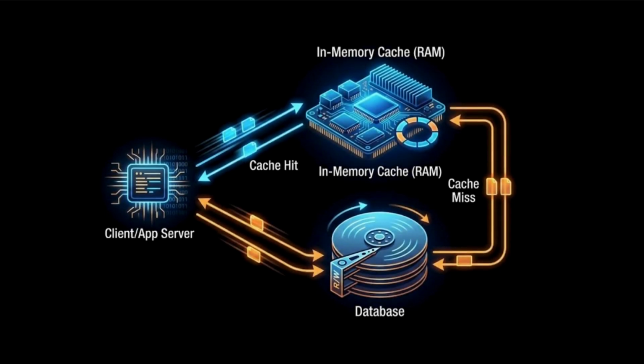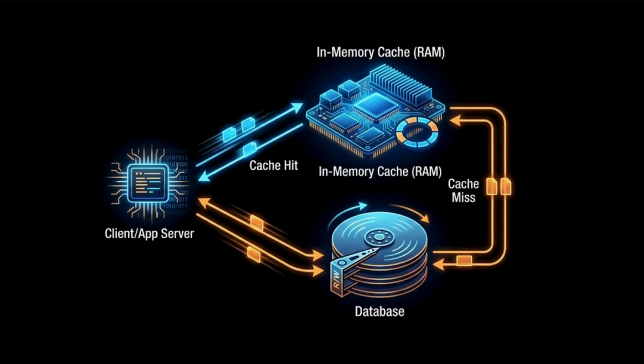Instead of asking the database every time, we store frequently accessed data in memory. Memory is about 100 times faster than disk. The architecture changes: if data exists in the cache, it returns instantly, and that's called a cache hit. If not, it's called a cache miss, and we fetch that from the database, store it in the cache for the next time, and return it. This drastically reduces the database load, latency, and infrastructure cost.